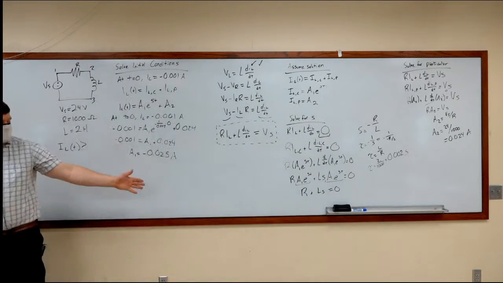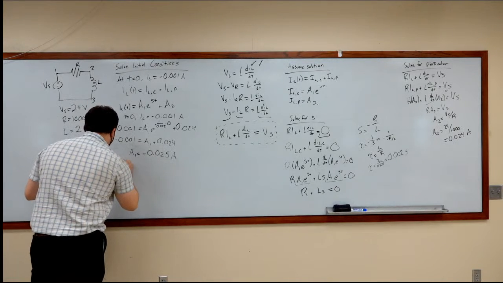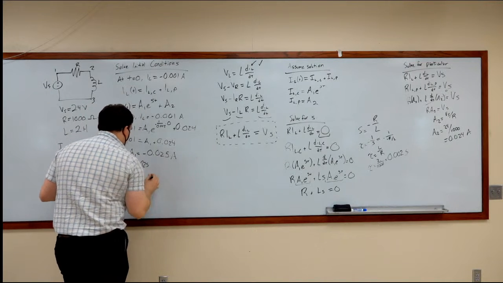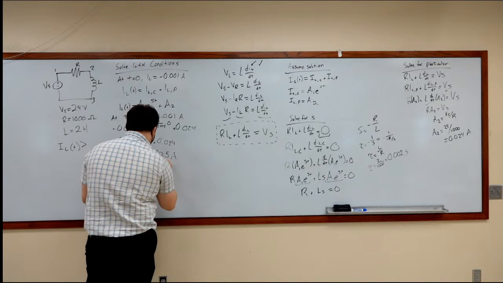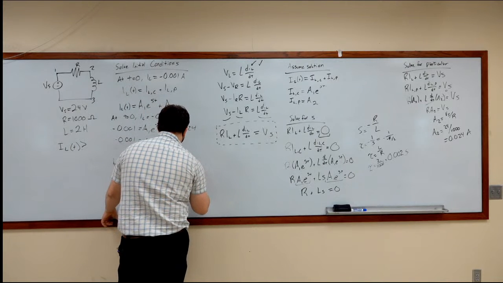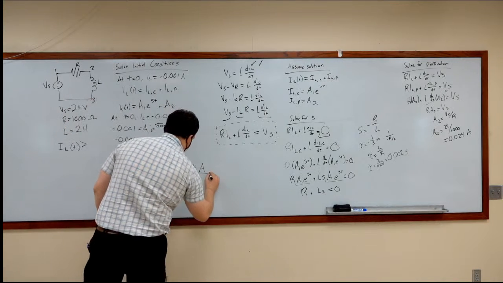So this is where we stand right here. We have our final solution. IL of T is equal to negative 0.025 times e to the negative T divided by 0.002 plus 0.024 amps. That's the final solution.